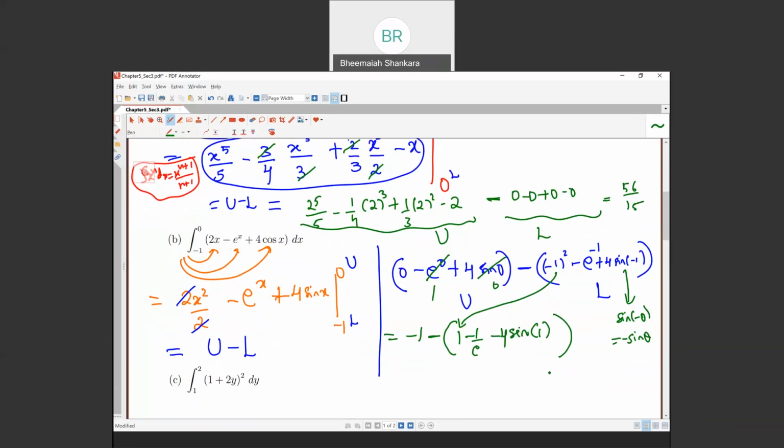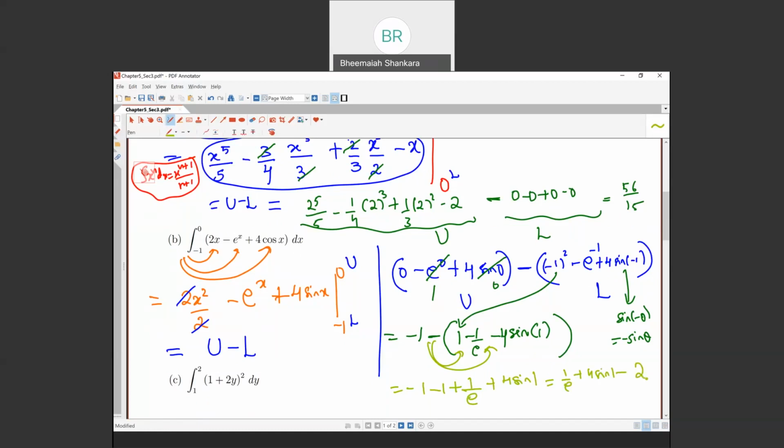Let me distribute this negative sign. If I want to take off this bracket, I have to distribute this negative sign to each of the terms. Negative times 1 is negative 1, positive 1 over e, positive 4 sine 1. So simplify, you have 1 over e plus 4 sine 1, and then you have negative 2.